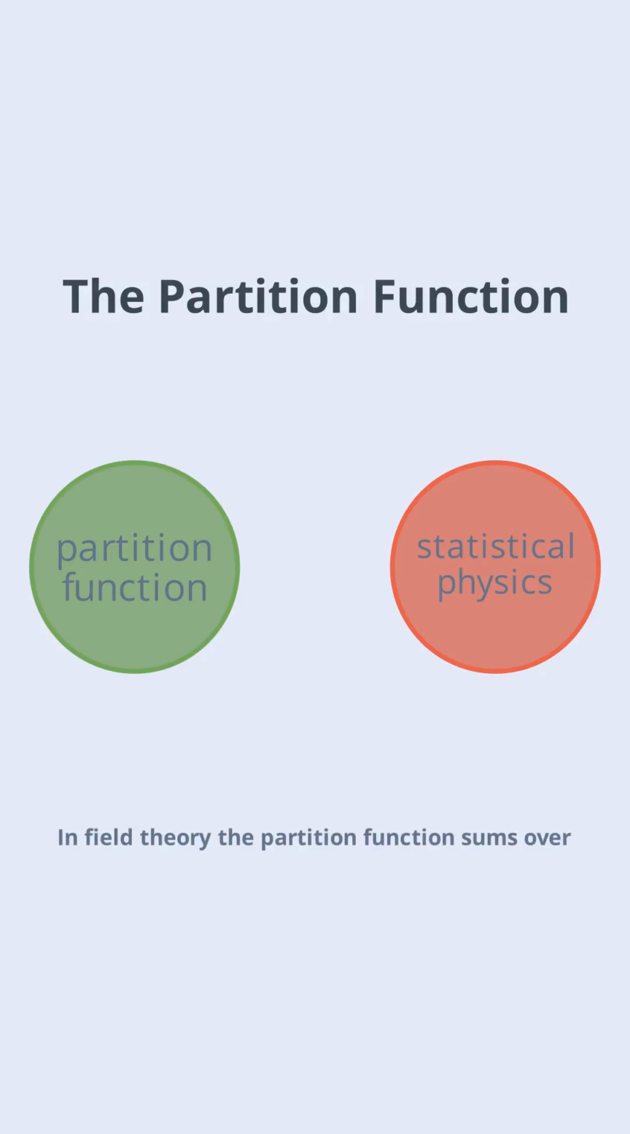In field theory, the partition function sums over all possible configurations of the field, weighted by their energy. It's written as an integral over all field paths, with the Hamiltonian determining the energy of each configuration. The partition function encodes all the thermodynamic information about the system, such as its average energy, fluctuations, and response to external fields. By calculating the partition function, we can predict how the system behaves under different conditions.